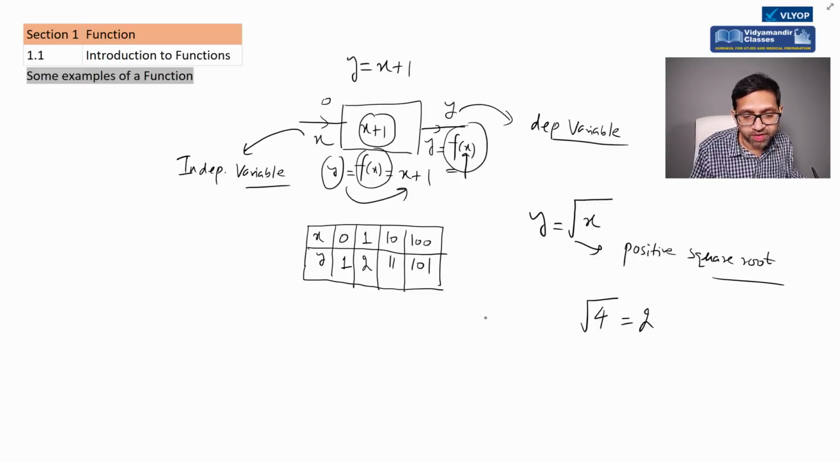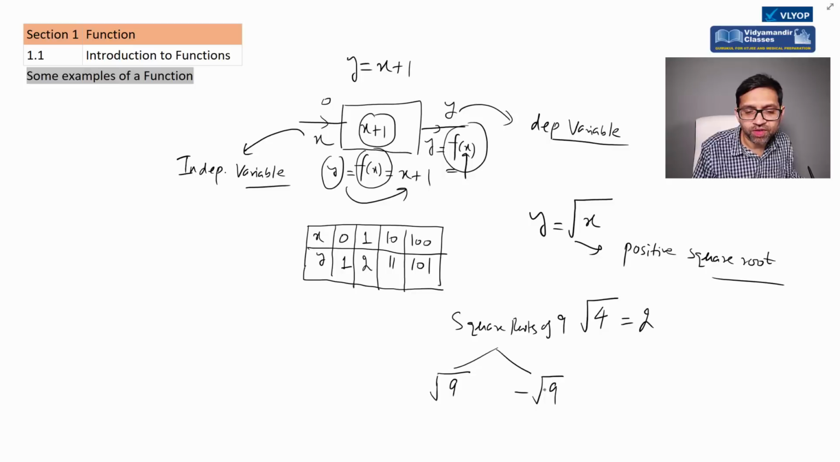Take another example. If I say square roots of the number 9, this is the positive square root of 9 and this is the negative square root of 9. This is because if we take the square of this we get 9, and if we take the square of this we get 9. So these are the square roots of 9. This is what we say is the positive square root, and this is what we say is a negative square root.